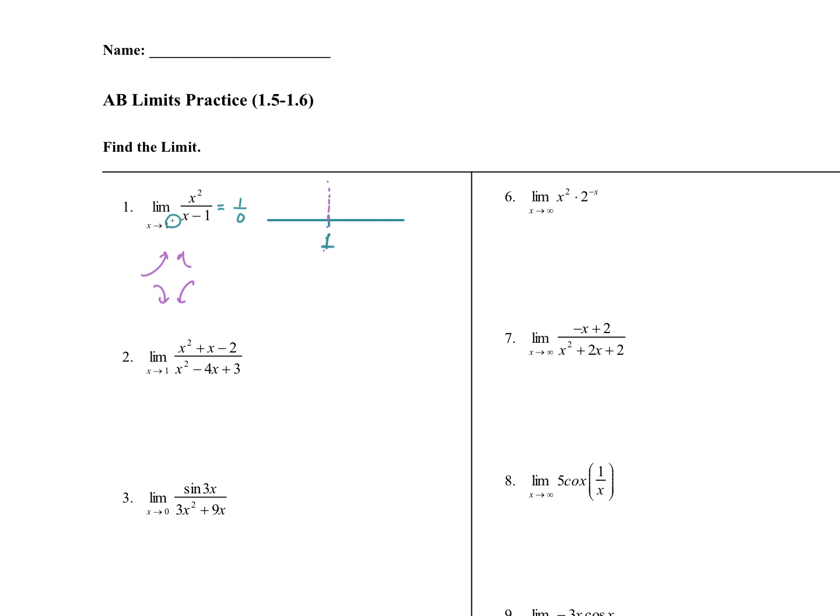So if I look to the right of 1, pick 1.1. If I plug 1.1 into the top, I get a positive number. 1.1 into the bottom, I get a positive number. Positive divided by positive is going to be positive, which makes it positive infinity. It's going to go up like that. So that would be my answer for number 1.